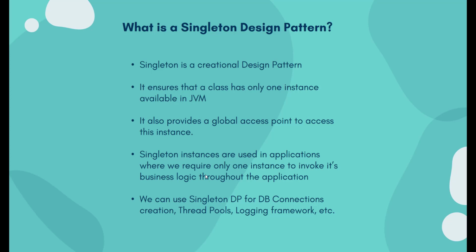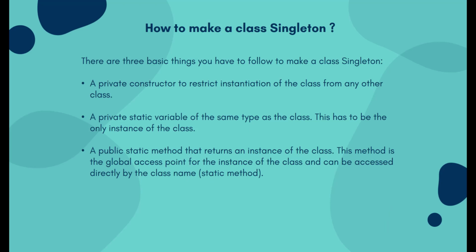Singleton instances are used in applications or frameworks where only one instance is required to invoke its business logic throughout the application. Like a database connection can have a single instance that can call it from anywhere in an application. This brings us to the question, how to make a class singleton? There are three basic steps which we need to follow to make a class singleton.